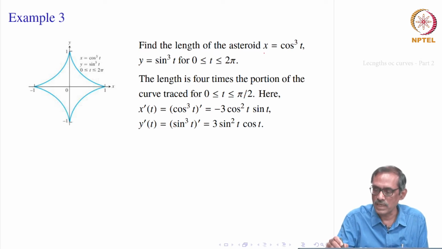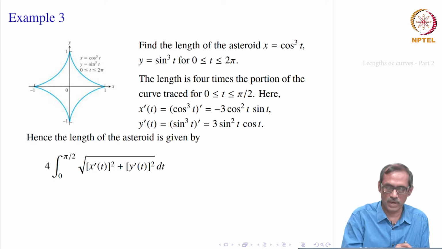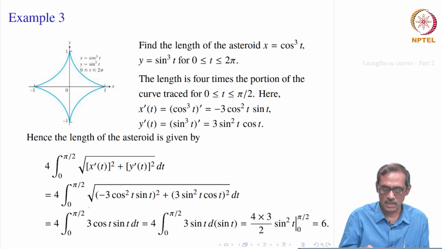So, here x prime t is the derivative of cosine cube t with respect to t. That gives 3 cosine square t into the derivative of cosine t, that is minus sine t. So it is minus 3 cos square t sine t. Similarly, y prime t is 3 sine square t cos t, because the derivative of sine t is cos t, there is no minus, fine. Now you plug into the formula: the length of the asteroid is 4 times the integral from 0 to pi by 2 of square root of x prime t square plus y prime t square dt. That gives 4 times the integral from 0 to pi by 2 of square root of minus 3 cos square t sin t squared plus 3 sin square t cos t squared dt.